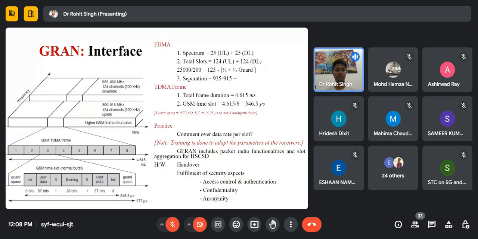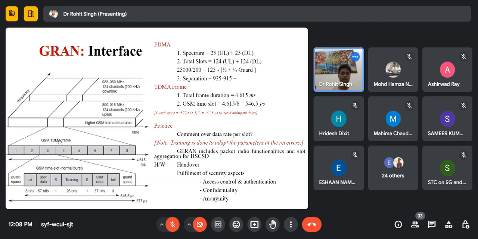Now, here is one example of how the second generation communication system was done. As I told earlier, the second generation communication was based on TDMA, time division multiple access. In the very first generation, we used these 800 and 900 MHz frequency bands only. From 890 to 915 we used for uplink, and 935 to 960 we used for downlink. And per user bandwidth was roughly 200 kilohertz, so in the 200 kilohertz, we assigned this.